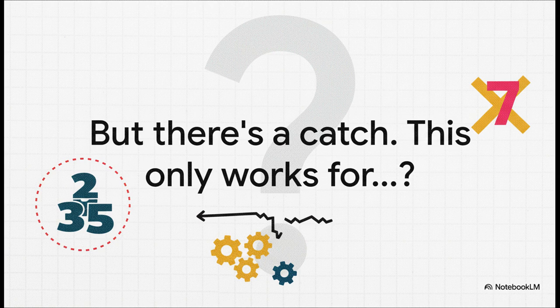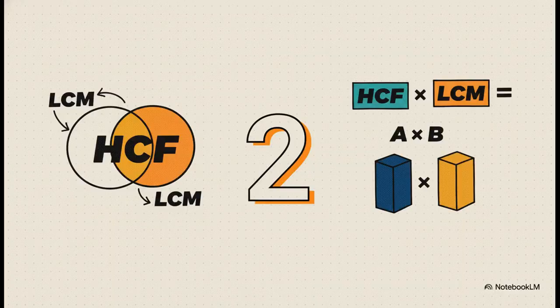This amazing little trick has one very, very important rule you just can't forget. It only works for a specific number of numbers. 2. That's it. This formula is your best friend when you're dealing with a pair of numbers, but the moment you try it with 3 or more, it doesn't work. This is a classic exam trap, so please burn this rule into your brain. HCF times LCM equals the product, but only for 2 numbers.